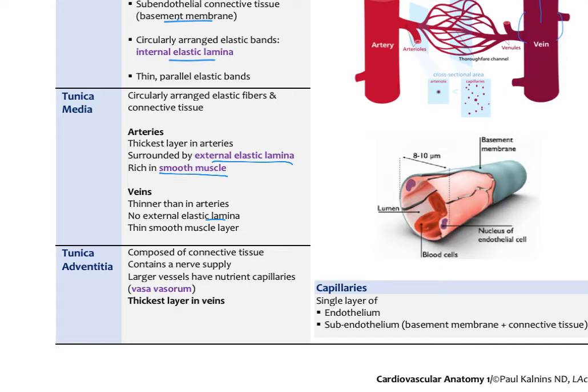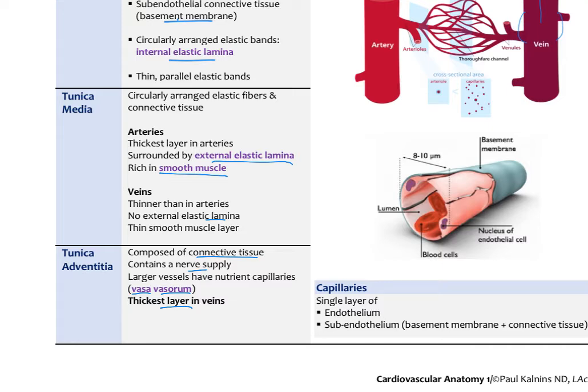And then the tunica adventitia is the outside covering of connective tissue. So it's a tough connective tissue layer. It actually contains a little nerve supply, especially in arterioles and larger arteries. Larger vessels even have their own nutrient capillaries. It's called the vasa vasorum. So some of these larger blood vessels have their own little circulatory system to give the tissues nourishment. The adventitia is actually the thickest layer in the veins, so it gives the veins more of a tough outer coating.